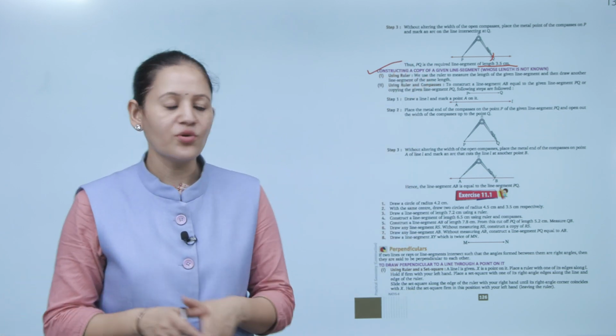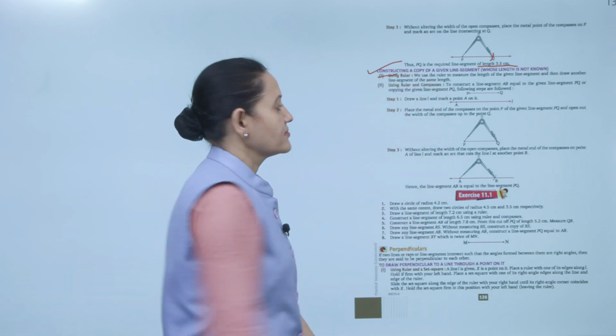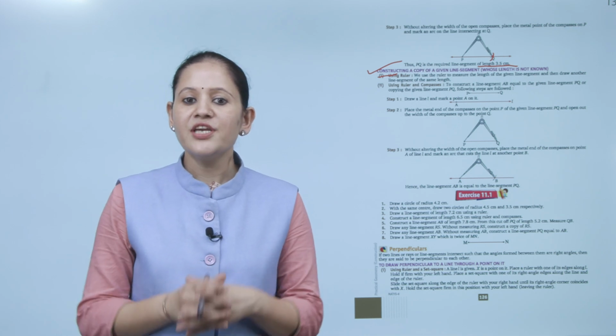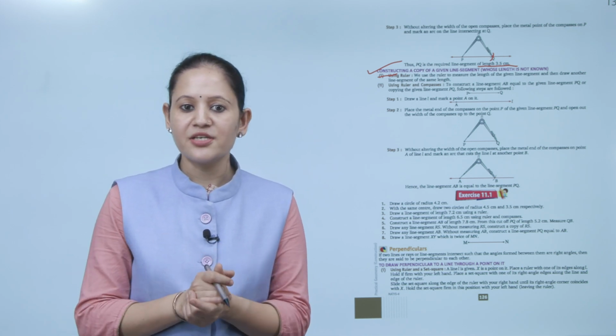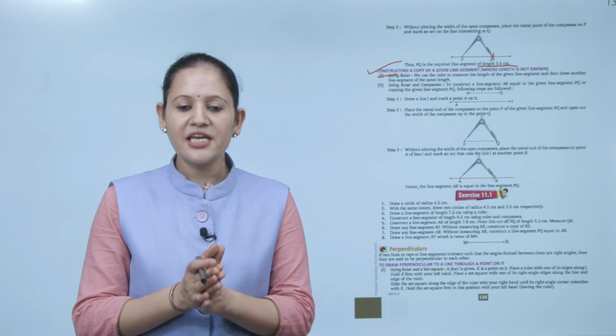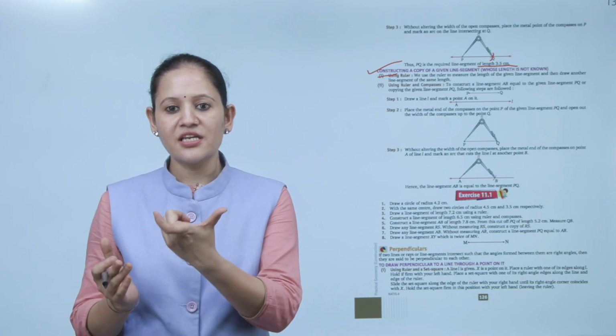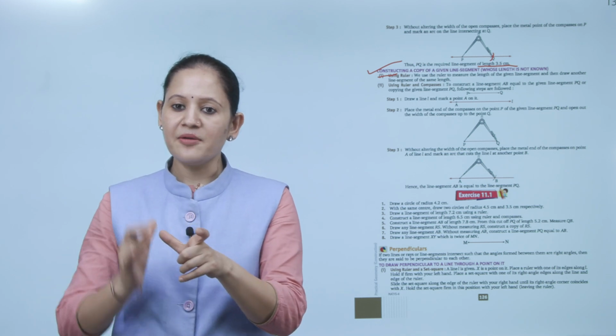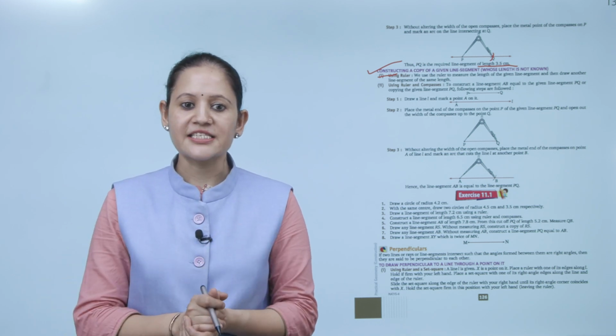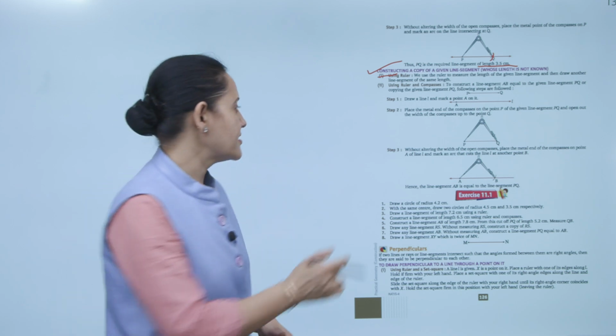First one is using ruler. We use the ruler to measure the length of the given line segment, then draw another line segment of the same length. We will take the ruler, first measure the length of the line segment, and then again we will draw another line segment of the same length. Next is using ruler and compasses.